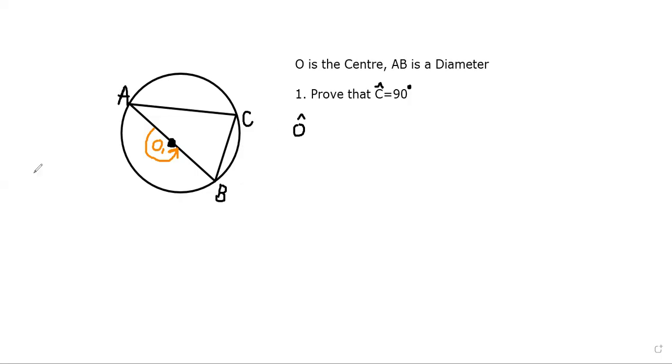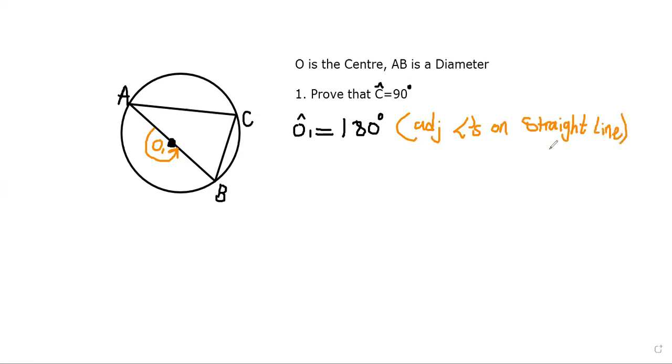So we can actually see that here they gave us O1. I'm going to say angle O1 is equal to 180 degrees. Why am I saying O1 is equal to 180 degrees? It is because these are adjacent angles on a straight line. You can simply abbreviate it, and you're still going to be correct.